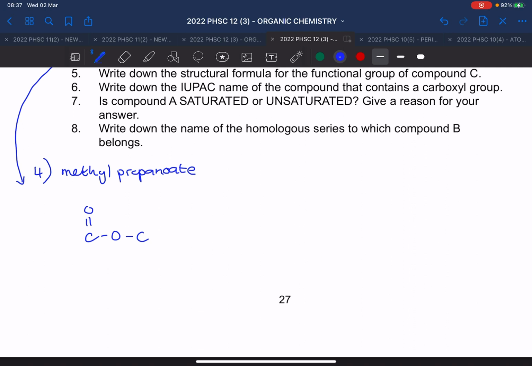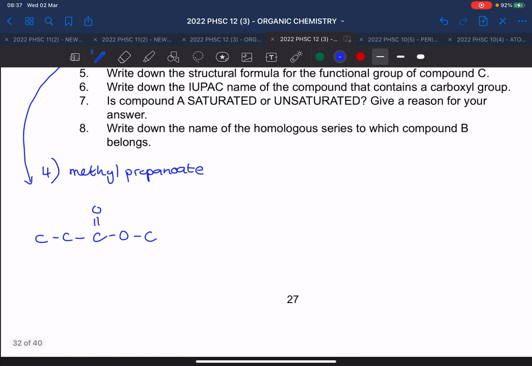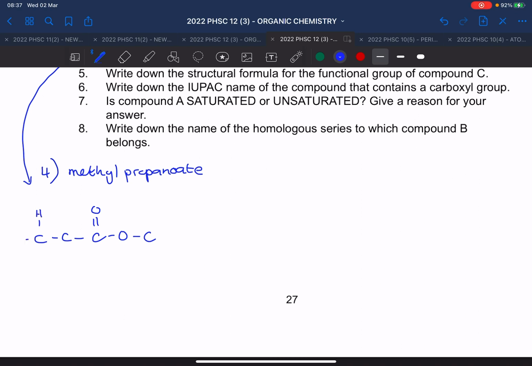Alright. Methyl means 1 carbon. There's my side chain. There's 1 carbon. Check. Propanoate. Pro means 3. There's only 1 there, so I must add 2 more. And then you fill in your hydrogens.